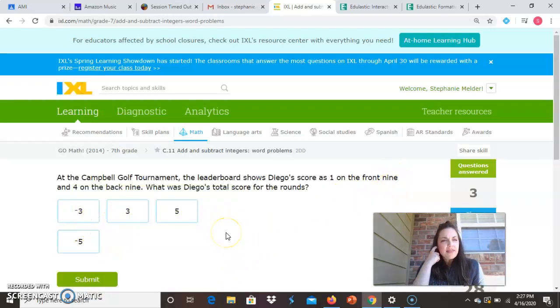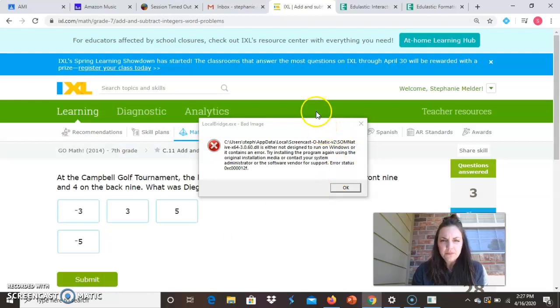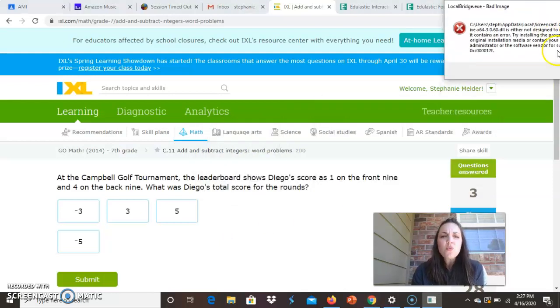Okay, we'll do this one. At the Campbell Golf Tournament, the leaderboard shows Diego's score as 1 on the front 9 and 4 on the back 9. What was Diego's total score for the rounds? So 1 plus 4 gives us 5.